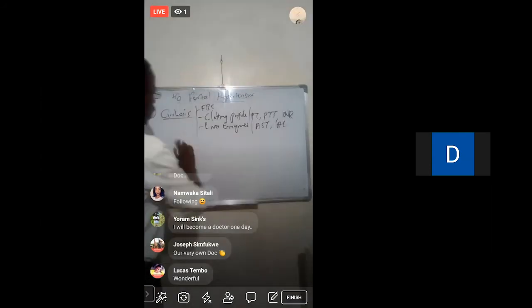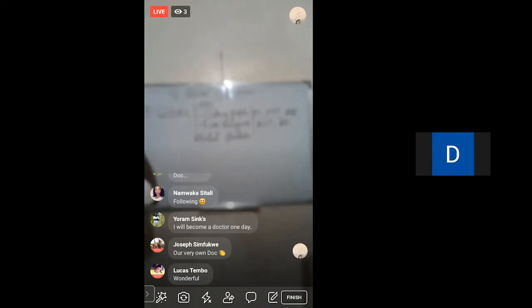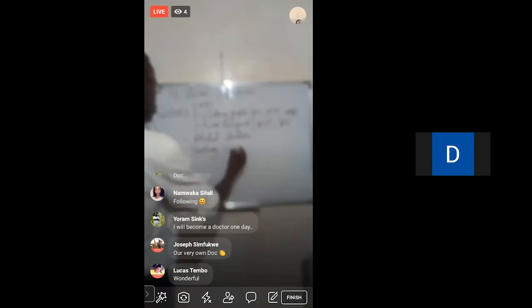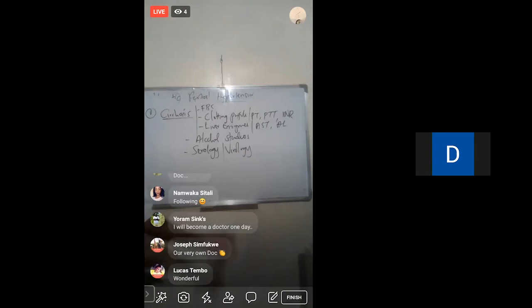We may also do alcohol studies on these patients. If we suspect that the cause of their liver disease is alcohol, we can do alcohol studies. All right. For example, if we suspect that the cause in these patients is hepatitis, we can also do serology, that is virology, to check if they have either hepatitis B or hepatitis C. So those are some of the things that we can do in this case.